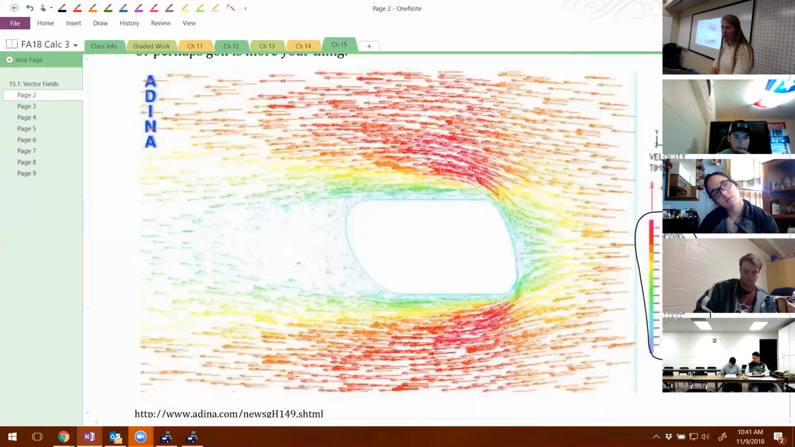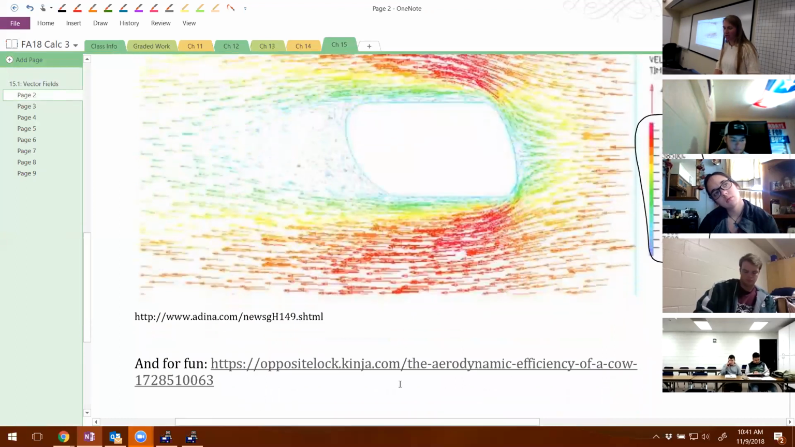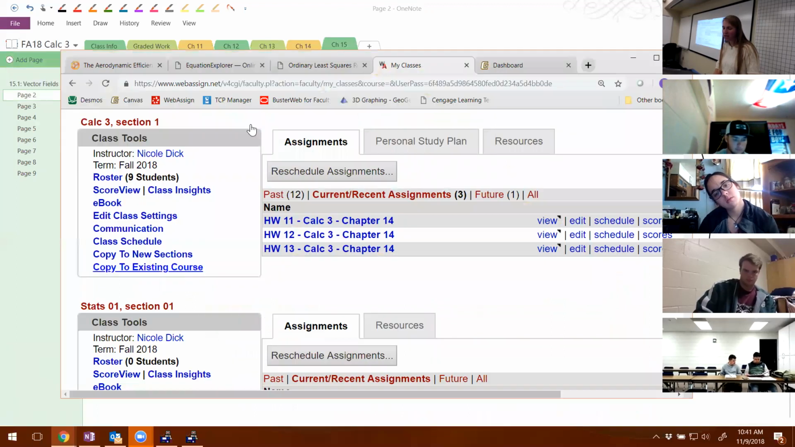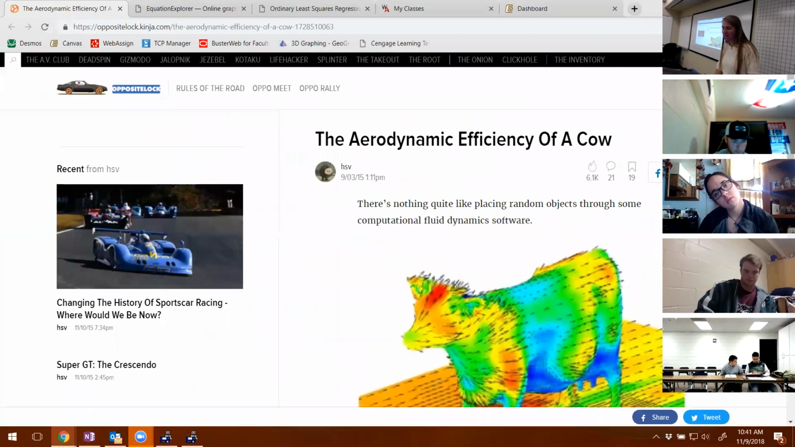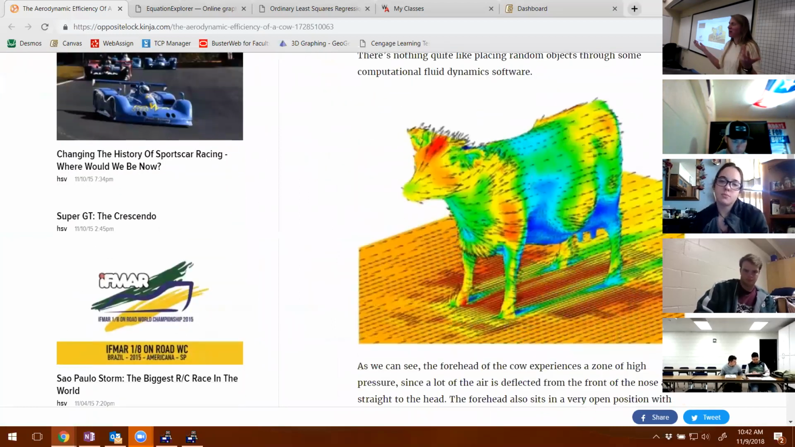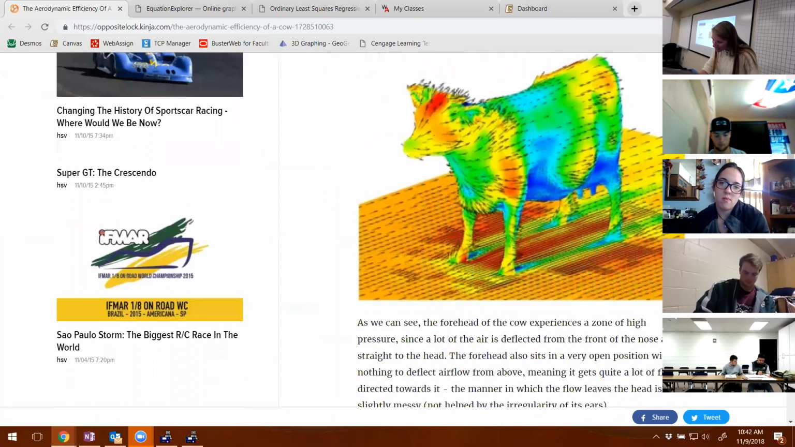And then I found another one that I just thought was pretty entertaining. Yes, aerodynamic efficiency of a cow. Some people have too much time on their hands. There it is here. It is a big 3D vector field of a cow. So if you stick a cow in front of a giant fan, or this is all my fluid dynamics, there is the resistance to the cow's face, which is kind of silly. But I think it's interesting that the forehead of a cow is some of the most pressure, or what was this looking at?